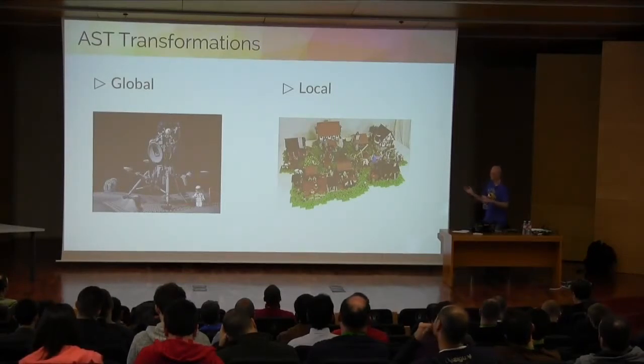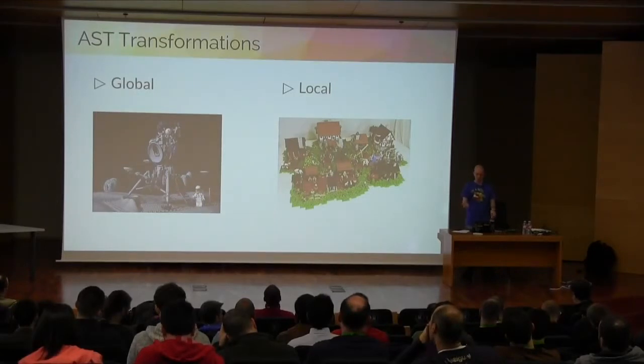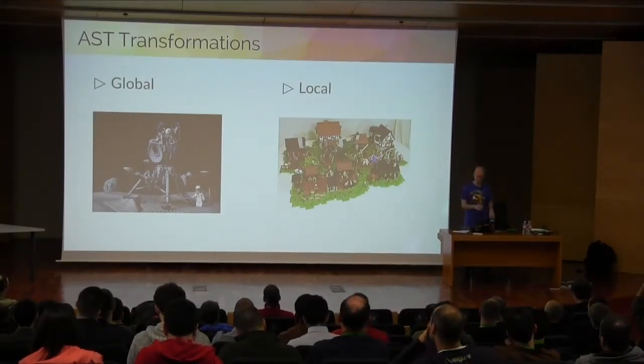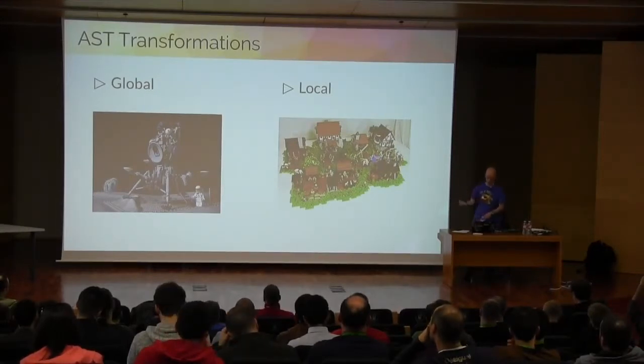And for the local ones, we need to explicitly annotate the code. So we don't need to create a meta information file. They are local to that code, and they are easier to debug sometimes. And unlike the global ones, the local AST transformations may support parameters.